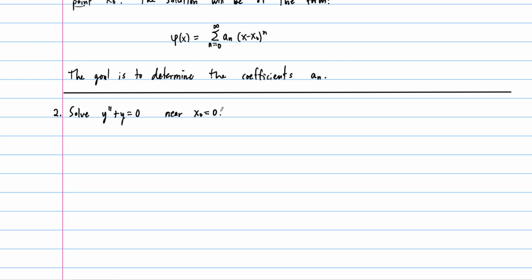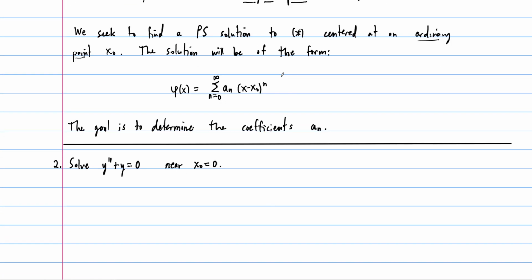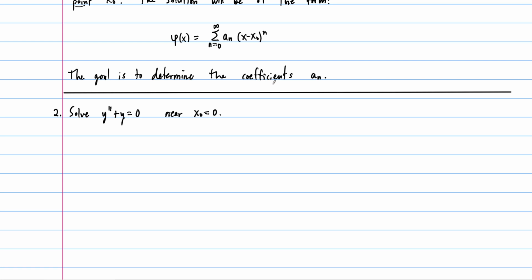So I want to try to solve this differential equation using power series methods. In other words, try to find a power series solution to this differential equation centered at the origin, centered at 0. All right, the coefficient functions here are very, very simple. That's what I was saying. P of x is equal to 1, Q of x is equal to 0, and R of x is equal to 1. They're just constants, all right? So this is going to be a very straightforward example, hopefully.